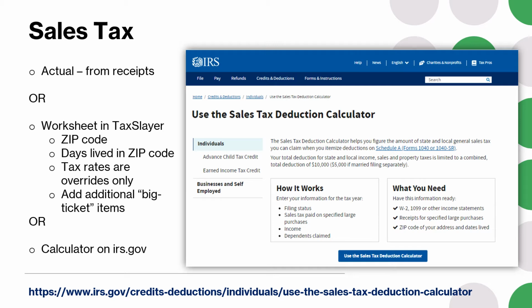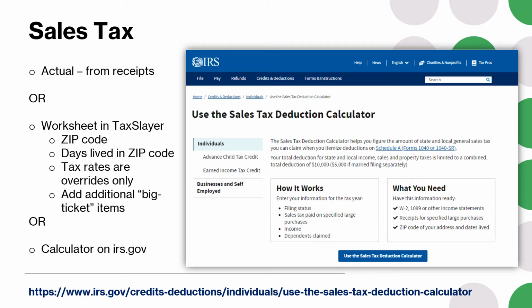TaxSlayer looks them up. It's important to note, though, that if our taxpayers bought any significant items, such as a vehicle or a boat, then they could save the receipt or the information from that large ticket item, and that can be added into the calculation that TaxSlayer puts for the general sales tax deduction based on where they live. There's also a field to do that at the bottom of that entry screen on the worksheet.